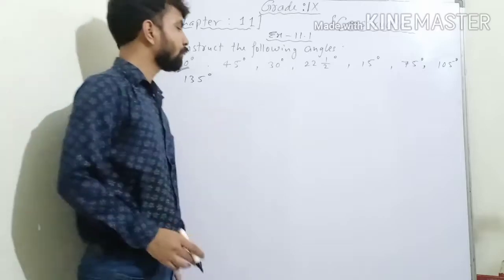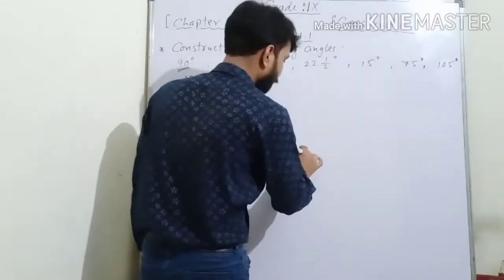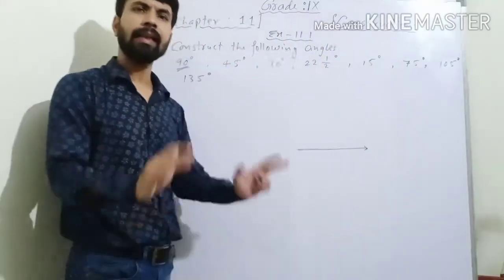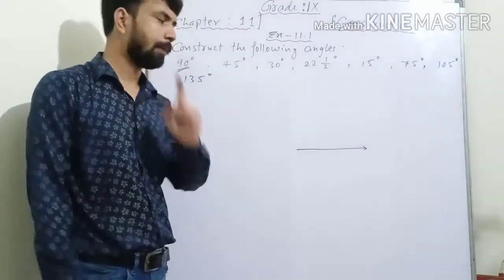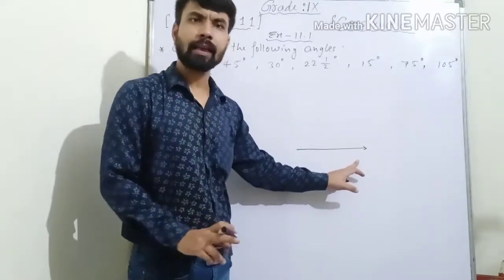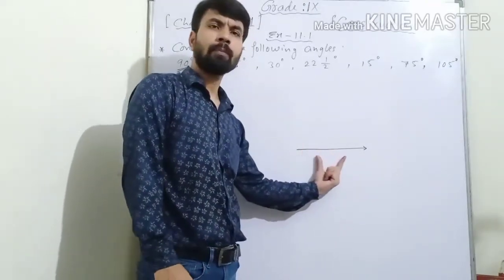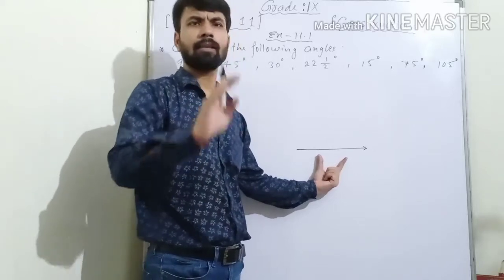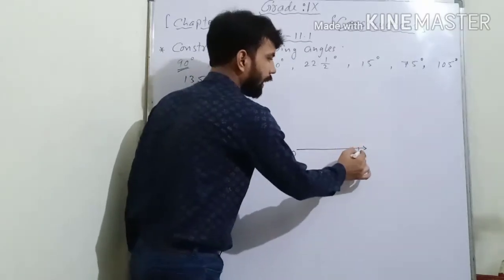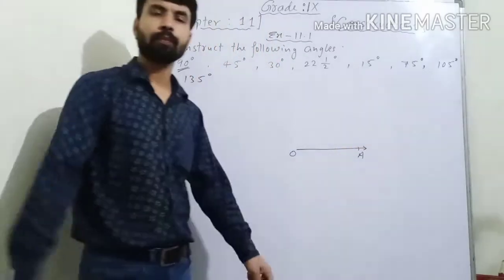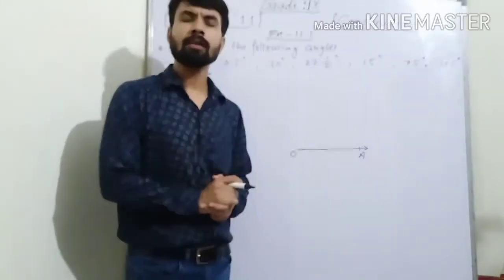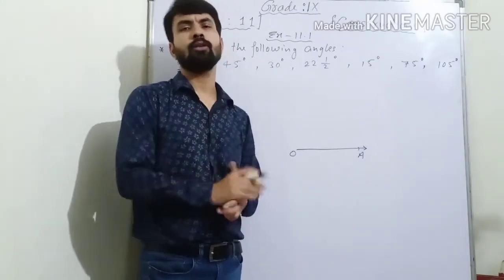So first of all, I am telling you how to construct a 90-degree angle. So what we will do? First of all, we will draw a baseline of any length with the help of scale. The length of this line, you can take any length and name it. This is O and this point is A. Okay. Now take your compass and take any radius in your compass.